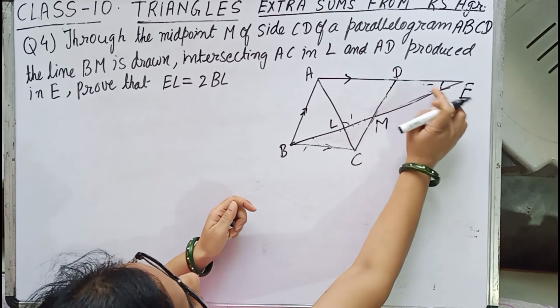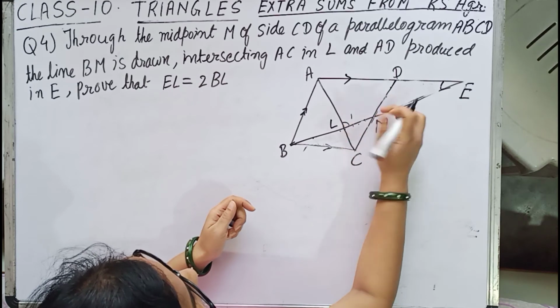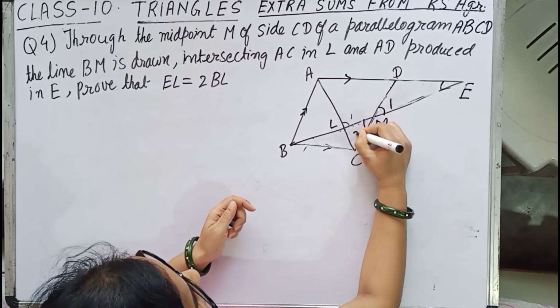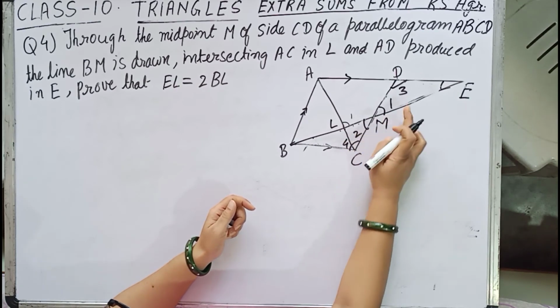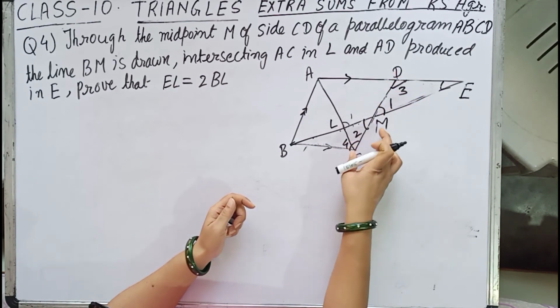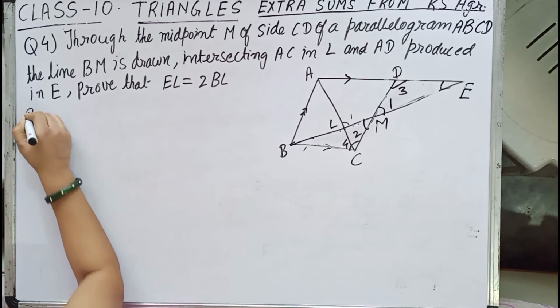Let us name the angles. First we will prove these two triangles congruent. So angles 1, 2, 3 and 4. Angle 1 equals angle 2, angle 3 equals angle 4, and DM equals CM. So let us start the proof.